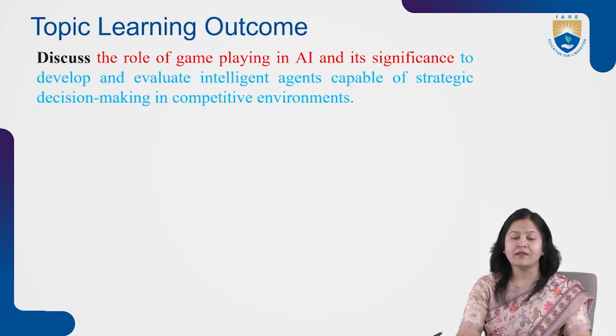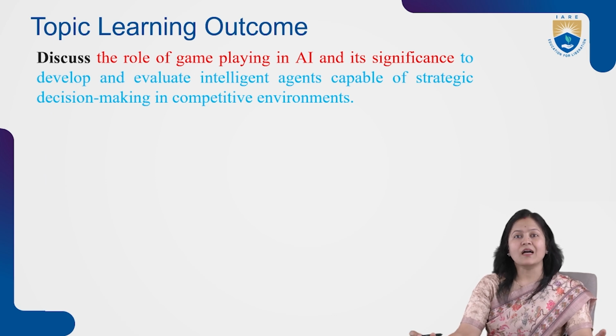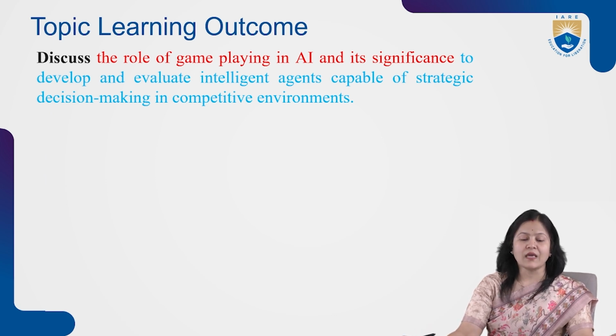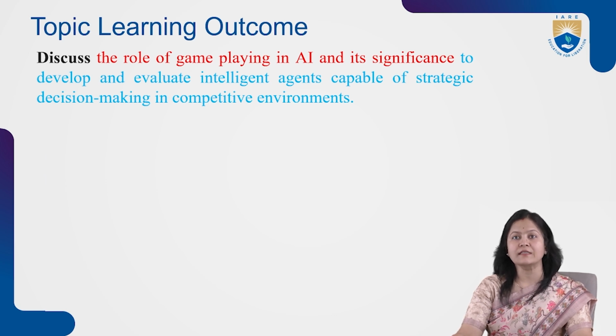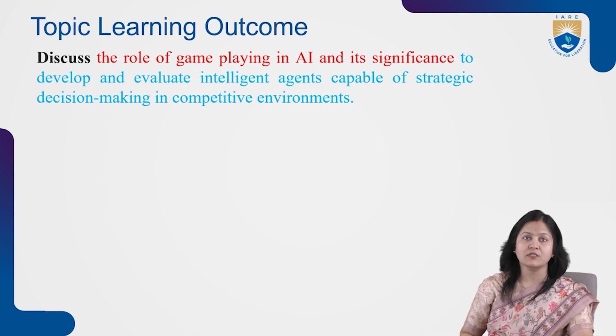This is the topic learning outcome. After the completion of this topic, students can discuss the role of game playing in artificial intelligence and its significance to develop and evaluate intelligent agents capable of strategic decision making in competitive environments.